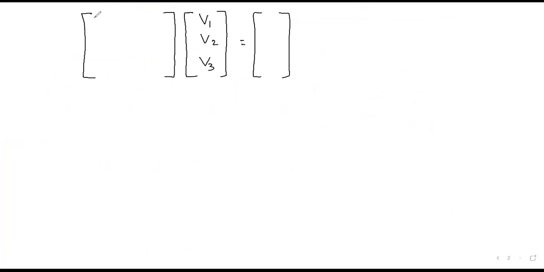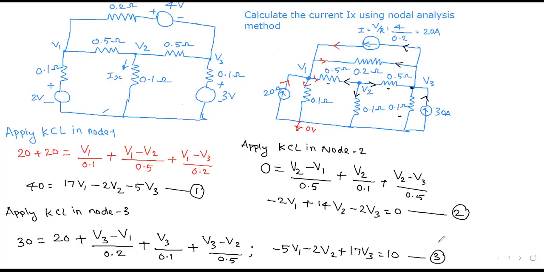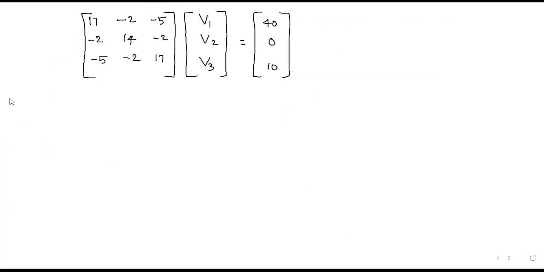17, minus 2, minus 5. Then here we will get 40. Then similarly for the second row, minus 2, 14, minus 2. Similarly for the third row, minus 5, minus 2, 17, and here it is 0, and here it is 10. Okay. So these are the three equations. Those three equations we have written here in matrix form. Now we have to solve this and calculate V1, V2, V3.